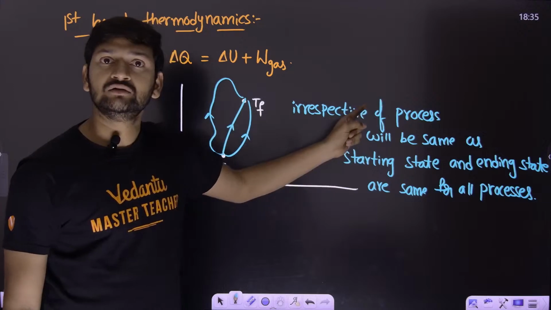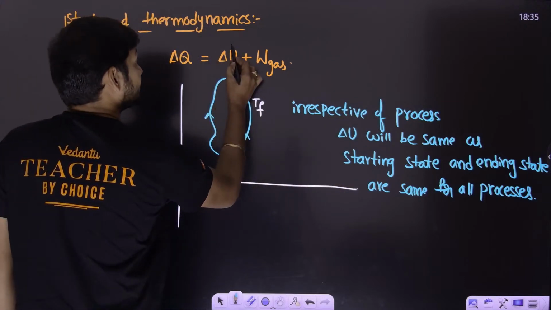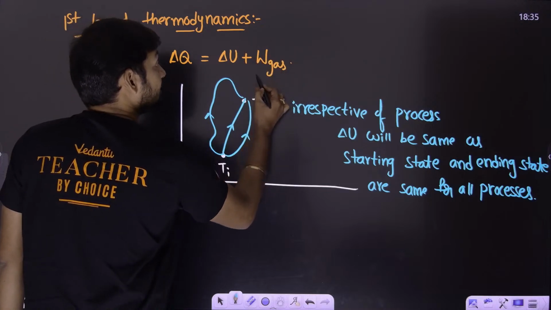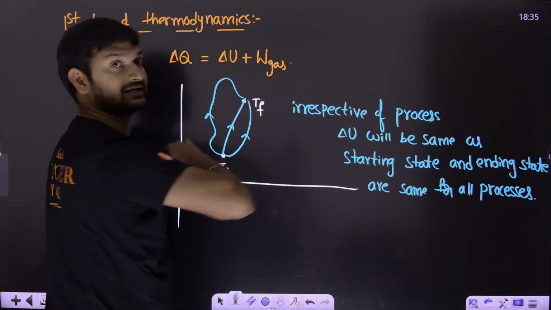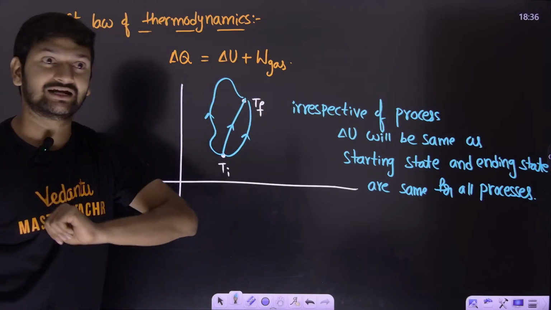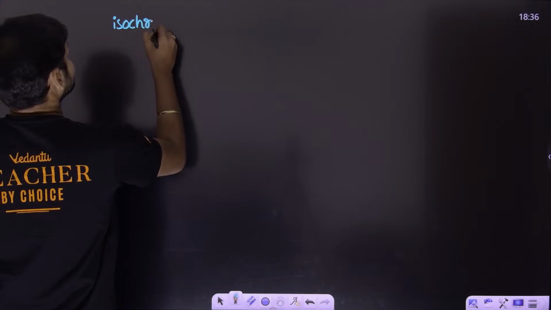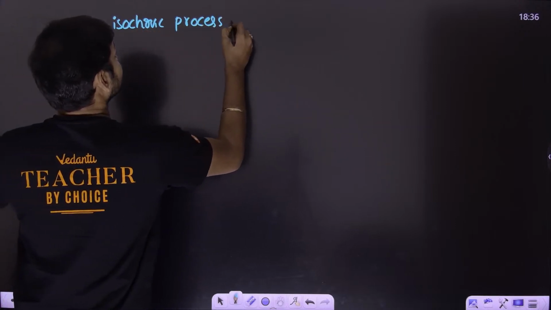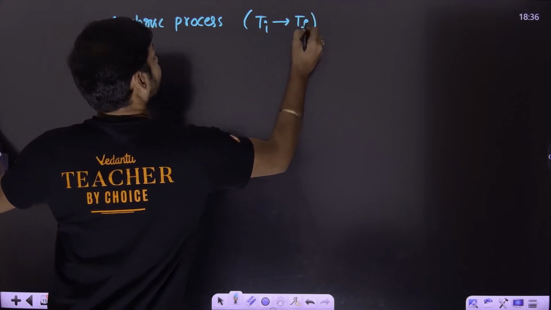That's what I am telling you. So in order to get delta U, this is a problem for me. If somehow I can make the work done by gas to be zero, then I can easily calculate delta U. To make work zero, I'll go with an isochoric process. So I'm using an isochoric process to go from the initial temperature to the final temperature.